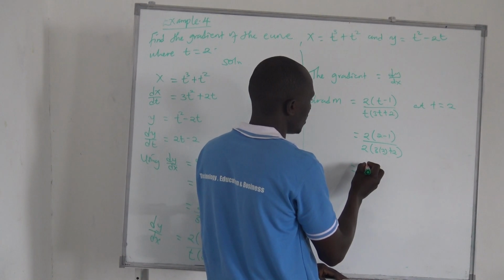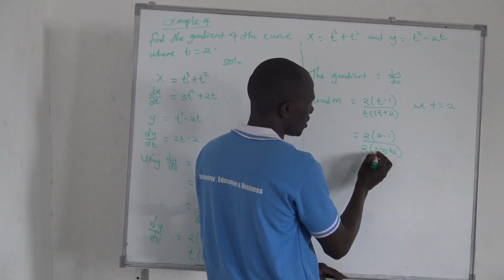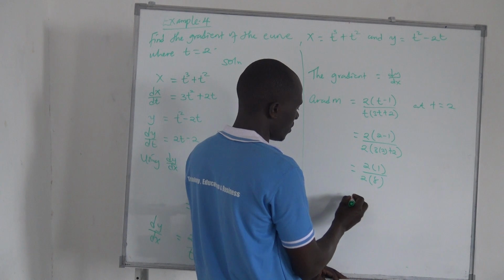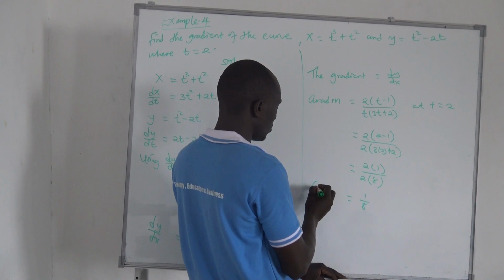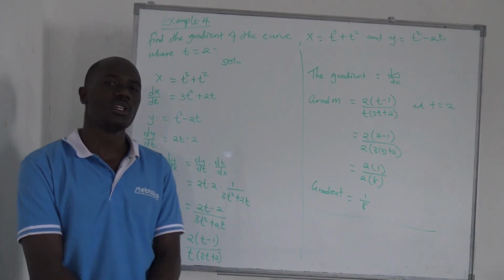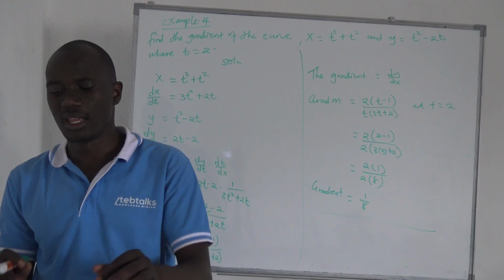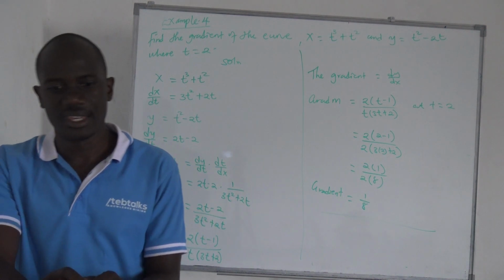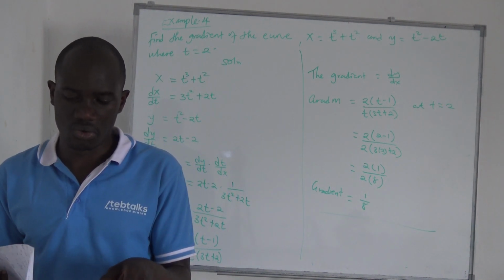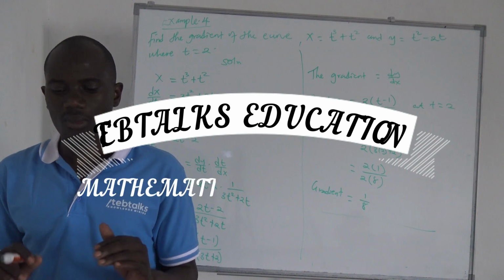What do we get? We get 2 into 1 all over 2 into 3 times 2, which is 6, plus 2, that is 8. The 2 goes. What do I remain with? 1 over 8. So this is the gradient which they wanted. So you can easily get the actual gradient when you are given those constants. That's how we normally handle such kinds of numbers being given to you. So as we move on, we are going to go to another concept, which is now about differentiation.